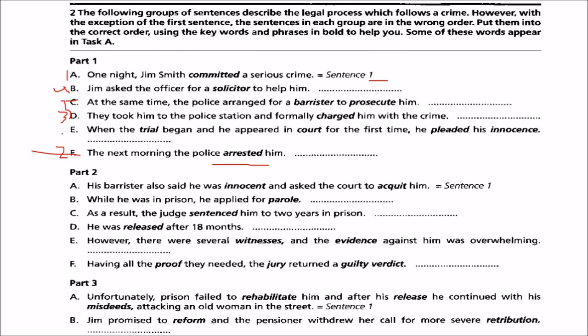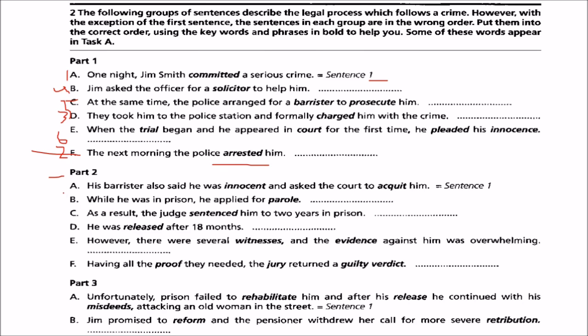And then finally E, that is the sixth one. So when the trial began and he appeared in court for the first time, he pleaded his innocence, or he pleaded not guilty. Part 2, I hope you got the idea. Now we'll do the same for this.